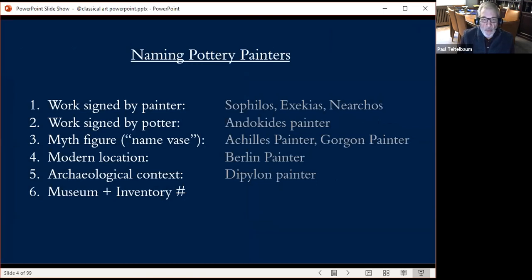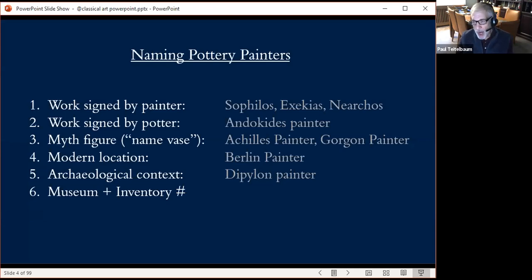Sometimes it's confusing to understand how the pots are actually named. There's a broad variety of different types of names. So very briefly, the best way to identify a pot painter is if he actually signed his work. And some of them did, Sophilos, Ezekias, Nearchos, and others. But they are the minority.